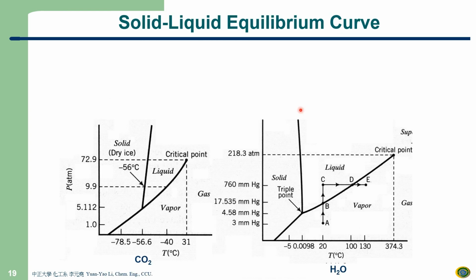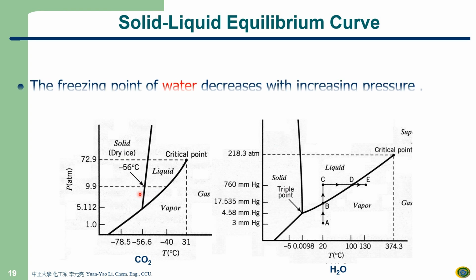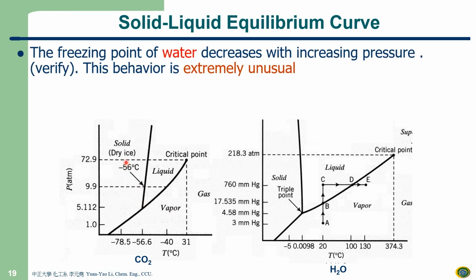So if you compare the two types of the phase diagram, you can see that this is water, this is carbon dioxide. So for the solid liquid equilibrium curve, this is solid liquid equilibrium curve here. As you can see, the slope here is positive, the slope here is negative. So for the moment this is water, if you increase the temperature, the pressure drops. But if you increase the temperature, pressure increases. So the freezing point of the water increases with decreasing pressure.